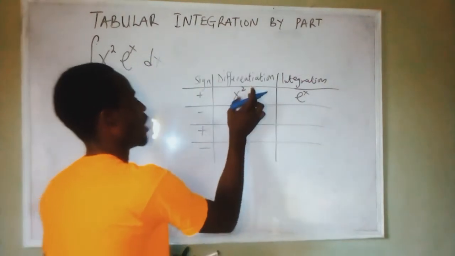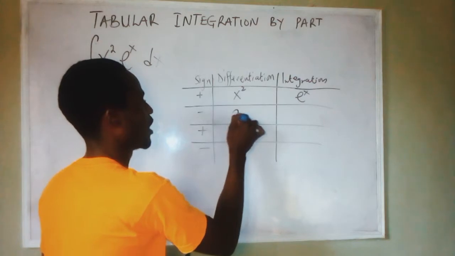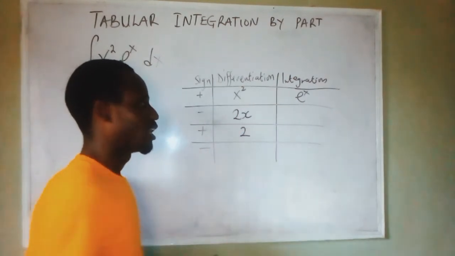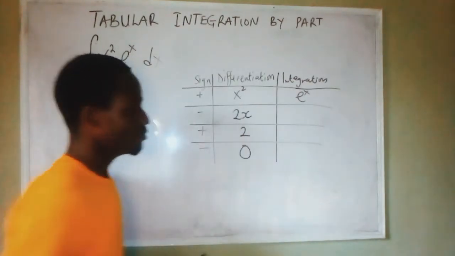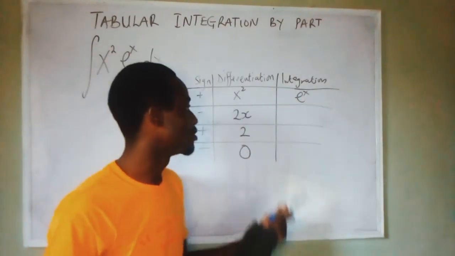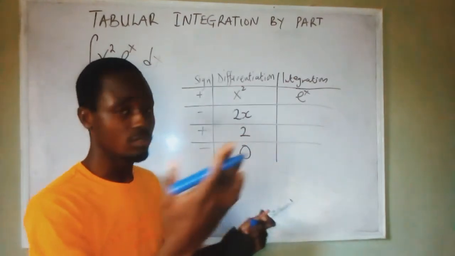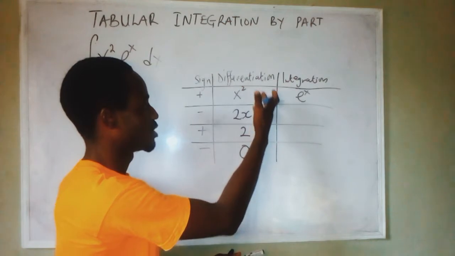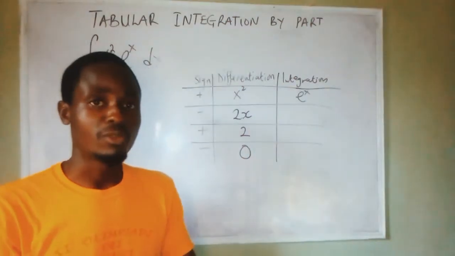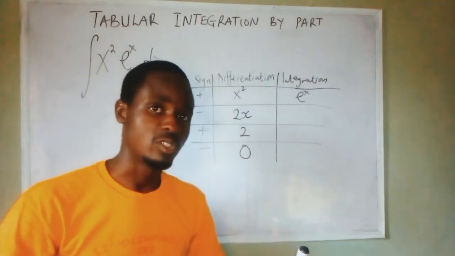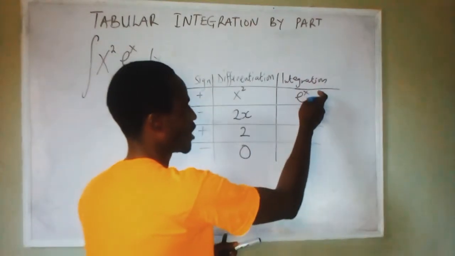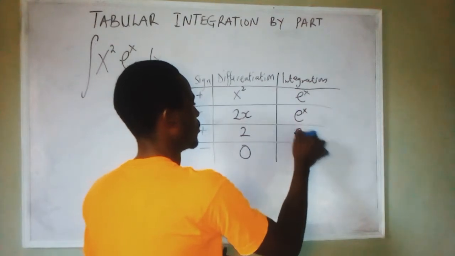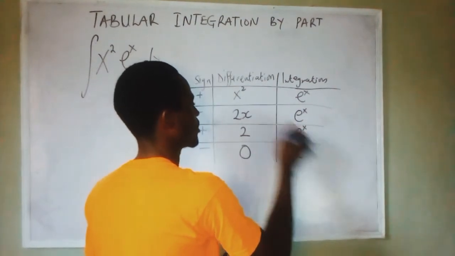So I will find the derivative of this to get 2x. For that derivative, I'm going to get 2. And the last derivative, I'm going to get 0. So I am going to perform differentiation 3 times, that is 1, 2, 3. Which means I'm going to perform integration 3 times as well. So the integral of e raised to power x, remind me, it's e raised to power x, e raised to power x, and e raised to power x.